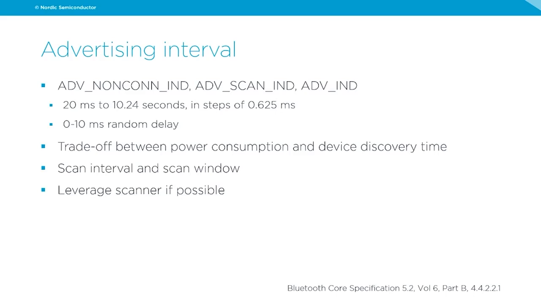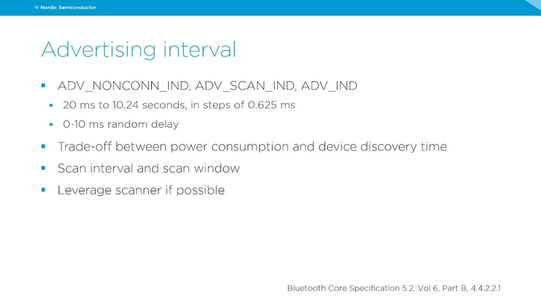And then we have scan interval and scan window. This also decides how quickly the central can scan and capture your advertising packet and then maybe establish a connection. If you have a short interval and a scan window that covers a large part of the scan interval, there's more chance that you'll be able to capture the advertising packet. So this also helps with the device discovery time.